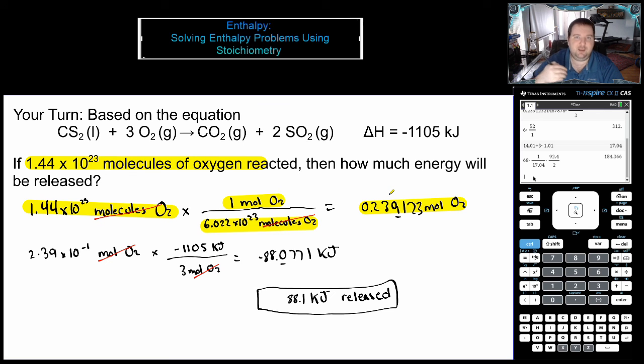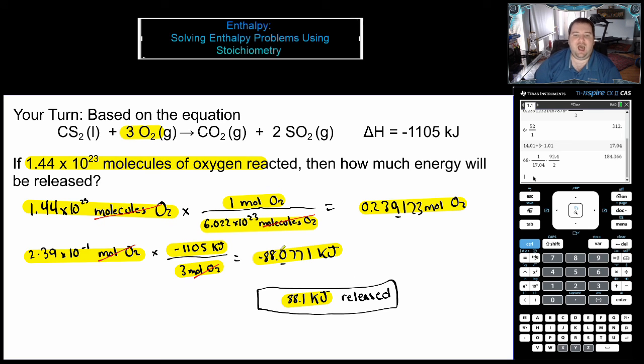And you might have done it like we usually do in multiple steps, right? So we're going to use this answer now. And now we're going to multiply by a new ratio, which is for every 1105 kilojoules, we have 3 moles of O2. And that's going to give us negative 88.0771 kilojoules. We have 3 sig figs, so we need to round here. So this is actually going to be rounded up to 88.1 kilojoules.